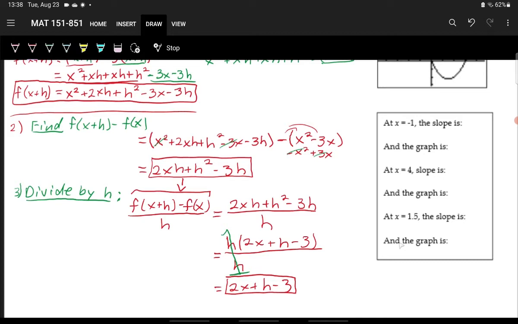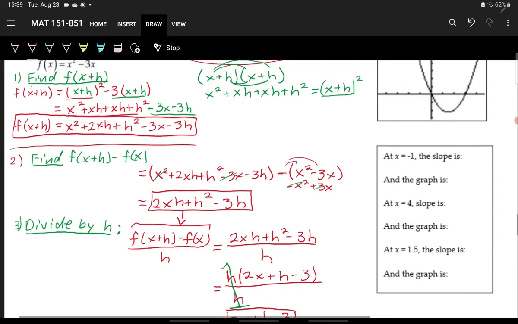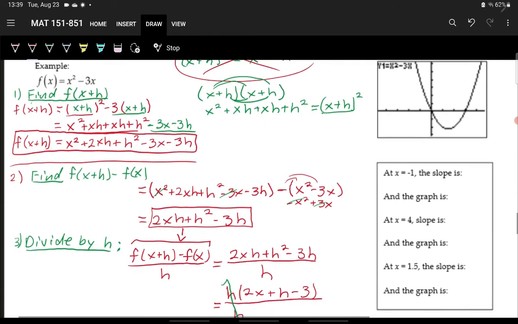For now, we won't really talk about how to use the difference quotient for determining slopes, but it is good to think about whether the slope is positive or negative on these different parts. Here, it's a negative slope.